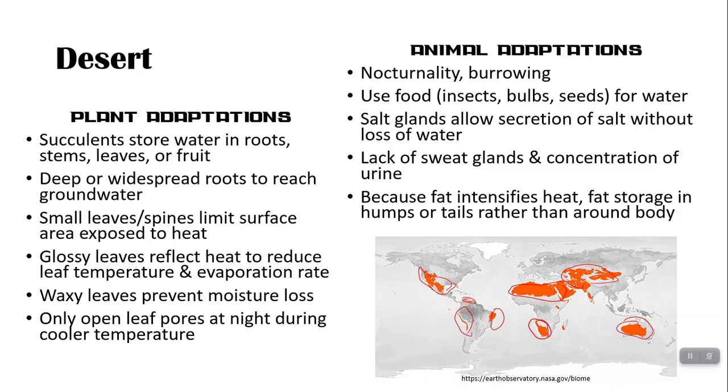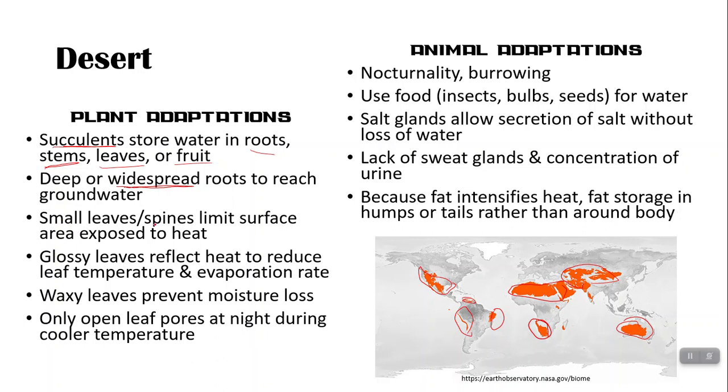They don't get much rain, they don't get much water. So most of the adaptations are to try and make sure that you can retain enough water to stay alive. So for plants, they're succulents, meaning they store water. And which part of their body they store water in depends on the plant. Some of them store it in their roots, some like cacti store it in their stems, some store it in their leaves or even in their fruit. They will have either deep roots to reach groundwater, or widespread roots so that when they do get some precipitation, they can suck it all up quickly.